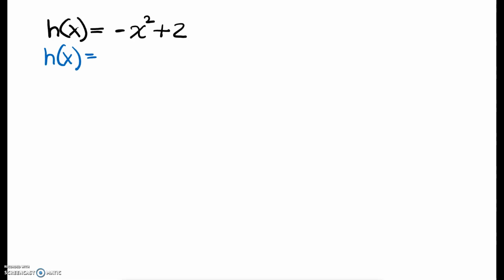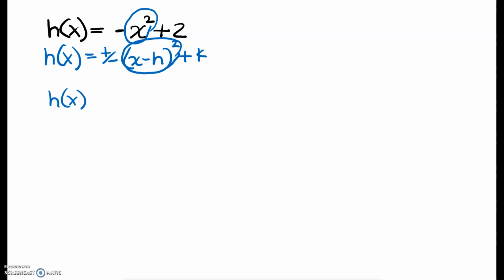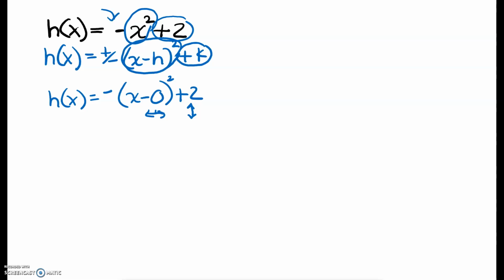So my generic form looks like this. Okay, here's my squared term, and in my generic form, here's my squared term. I don't have anything being subtracted from x, so I know that I have x minus 0 because there's nothing being added or subtracted from x before I square it. The sign I'm going to choose is negative. And then I have my plus 2, which is my plus k. All right, so this is my lefty righty. This is my uppy downy. Okay, so this is h and this is k. H equals 0, k equals 2.